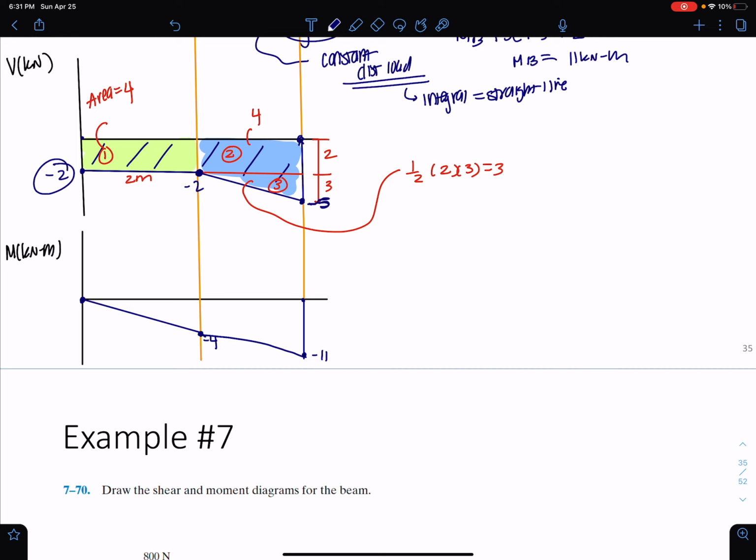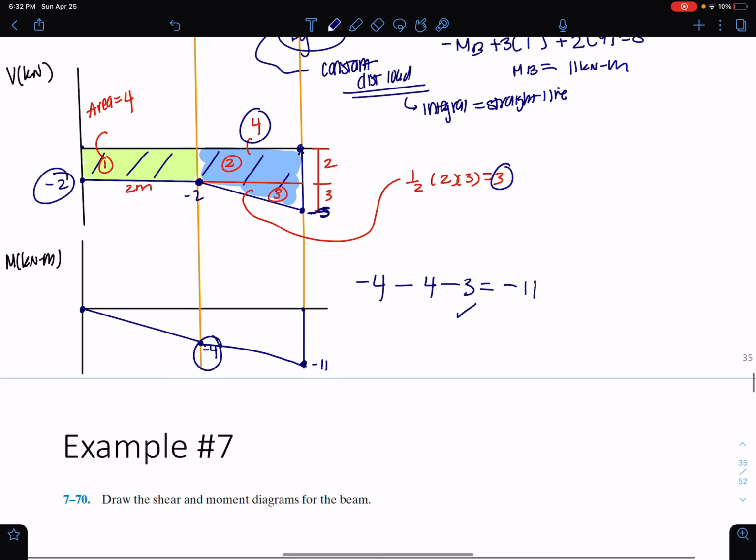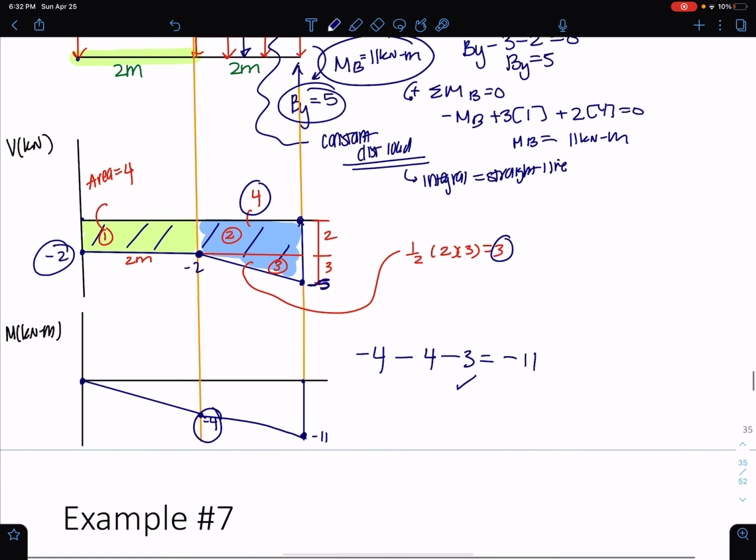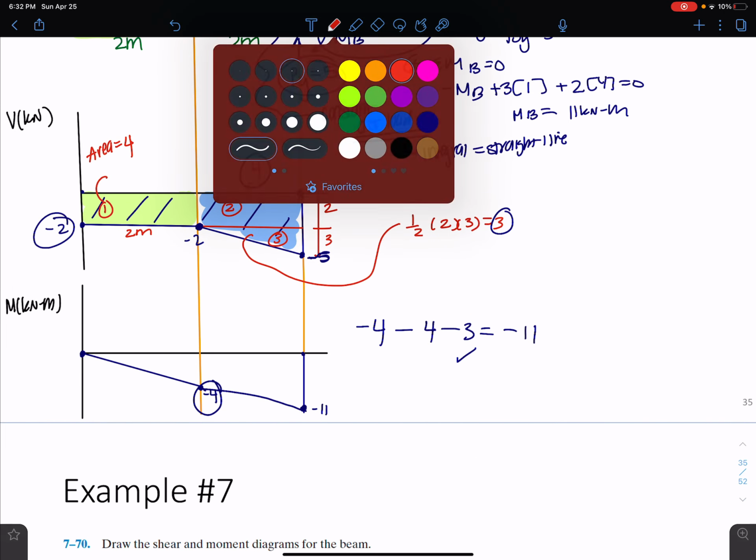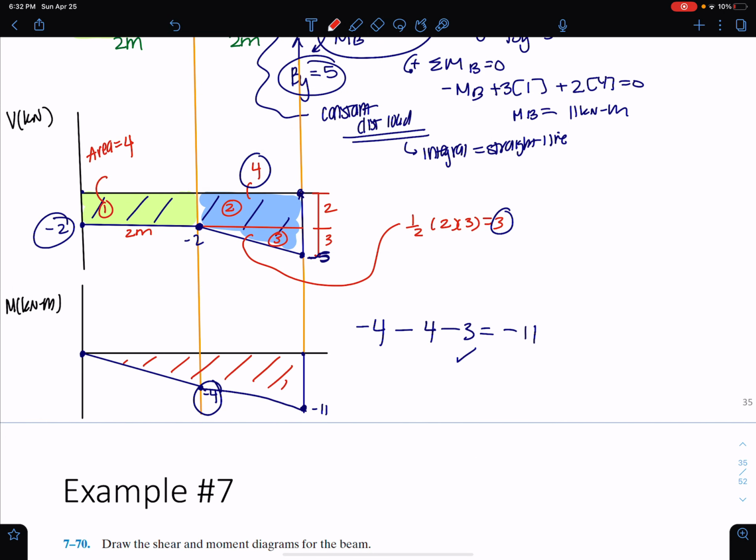And does it get to -11? Let's see. So I start at -4 minus, what's the area here? Minus the 4 minus the 3. That is -11. So it all closes. I'm at -11. Then I get pushed back up by 11. And so everything is good. And I have all of my values on the moment diagram.